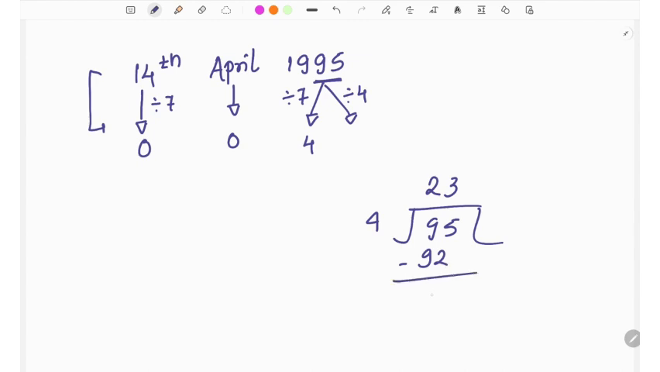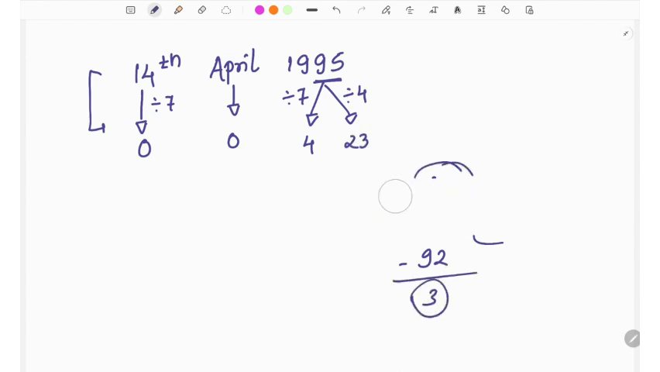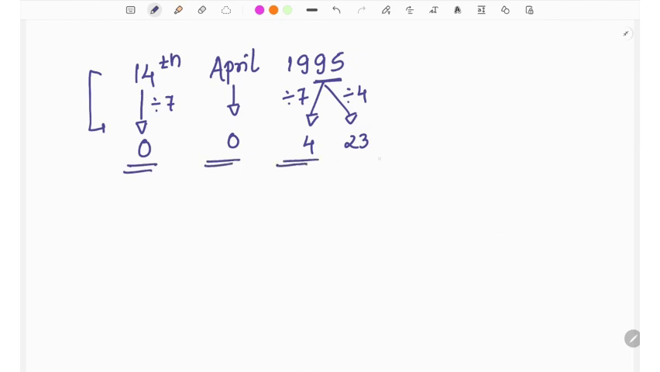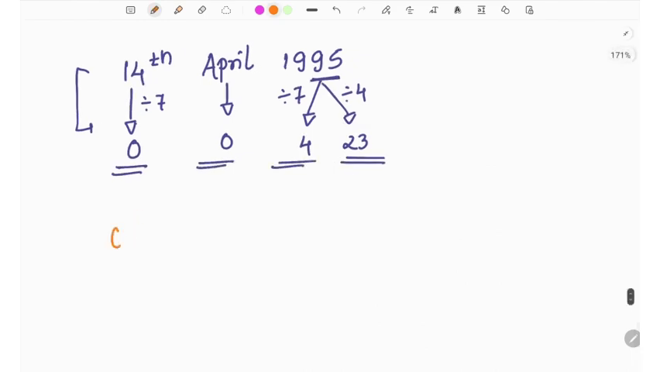23 4s are 92, remainder is 3. What is important? Quotient is important. So 23, correct? So we are done with all the numbers, the codes. Okay, so 0 plus 0 plus 4 plus 23. If I do the addition of all this, the final summation is equal to 27. What do we do with the final summation, students?